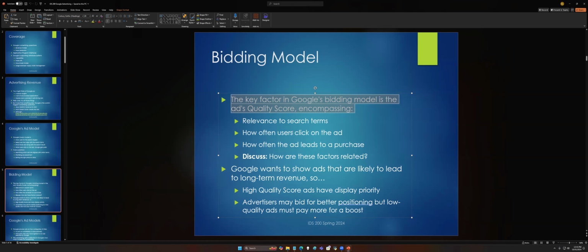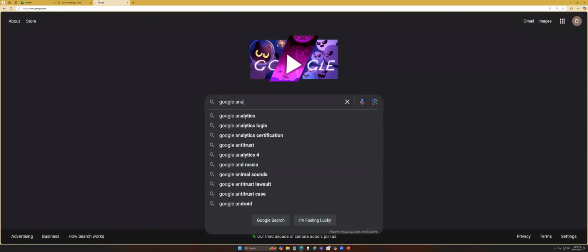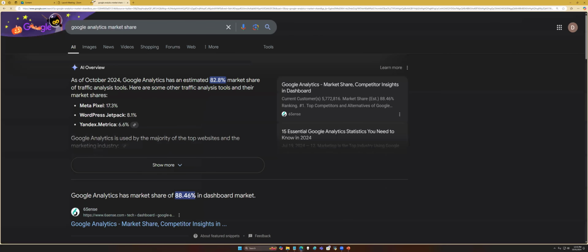Now, this might sound like something that Google wouldn't readily have, but in fact, Google offers a web analytics service called Google Analytics, which is very, very popular. All right, so I'll talk just a moment about web analytics. Google Analytics market share. As of October 2024, Google has over 80% market share for its web analytics tools, right?